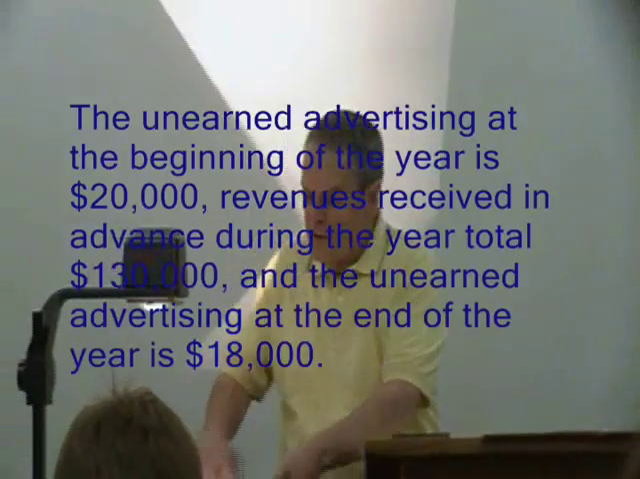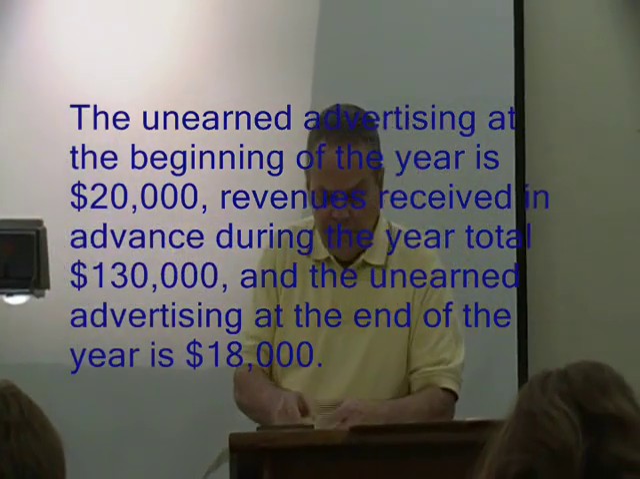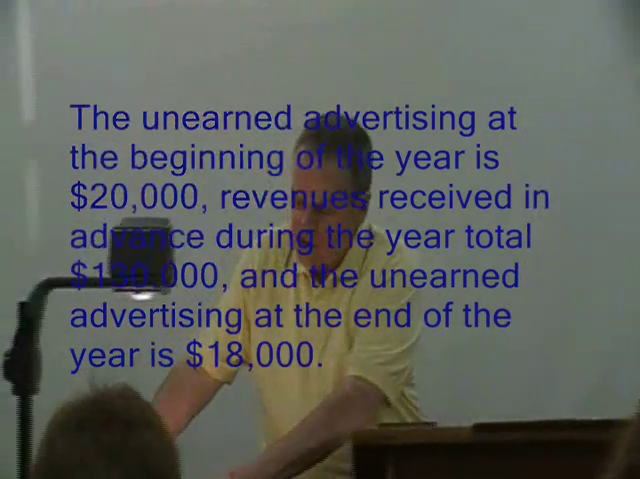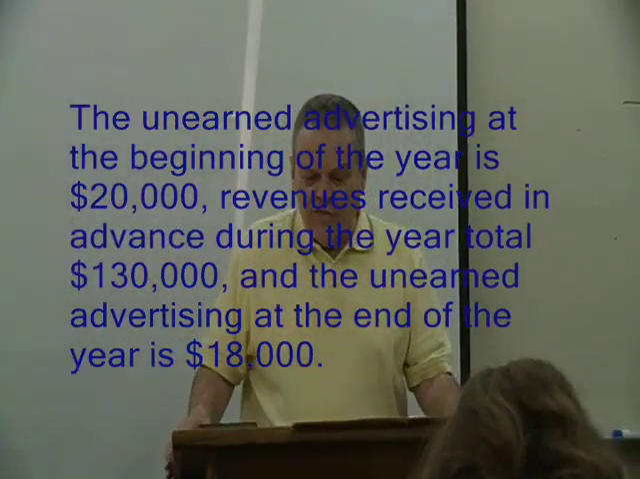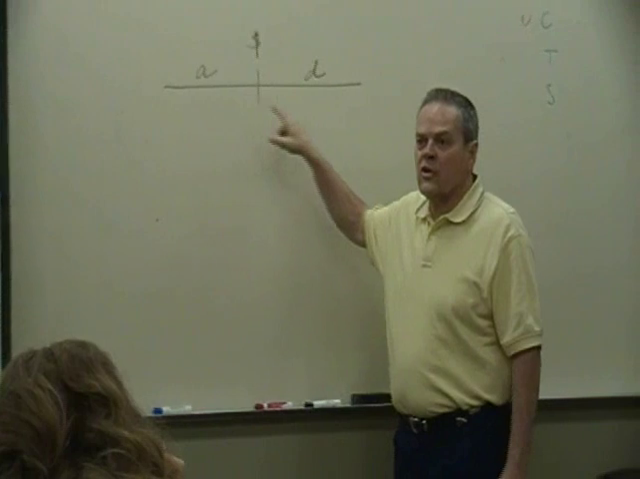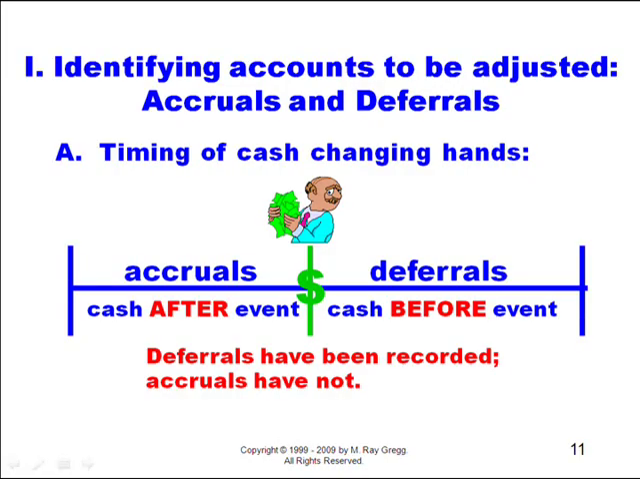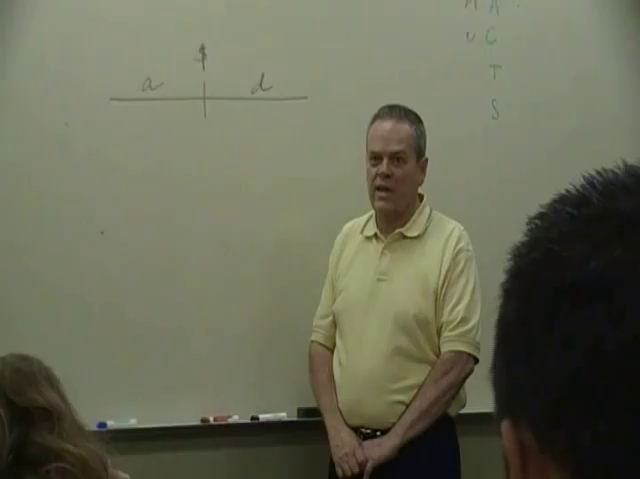On the handout, it says the unearned advertising revenue at the beginning of the year is $20,000. Revenues received in advance during the period totaled $130,000. Could we pause on that second phrase? Revenues received in advance during the year total $130,000. I would like for you to decide for me whether we're talking about an accrual or a deferral right this minute. Have you made up your mind? Yep. Oh, that we would have flickers, and I'd know what you're thinking right this minute.